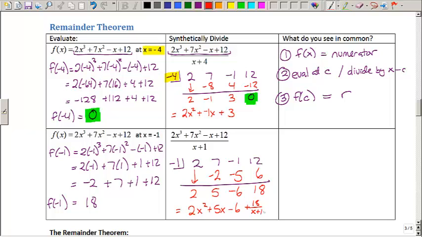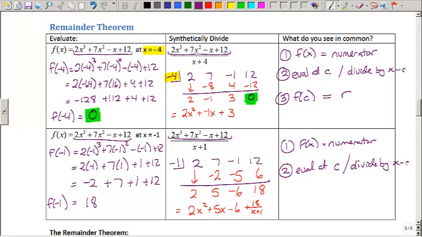What do we see in common again? Well, we've already decided that f of x is equal to the numerator on the first problem. Is that true for the second problem? Does the f of x equal the numerator? Sure it does. Secondly, I'm evaluating at c, or -1, and I'm also dividing by x minus c. That c and that c are the same.